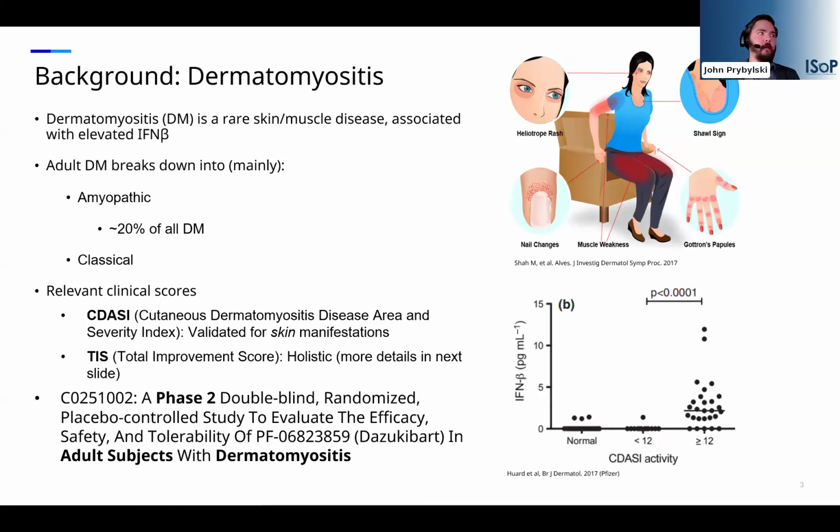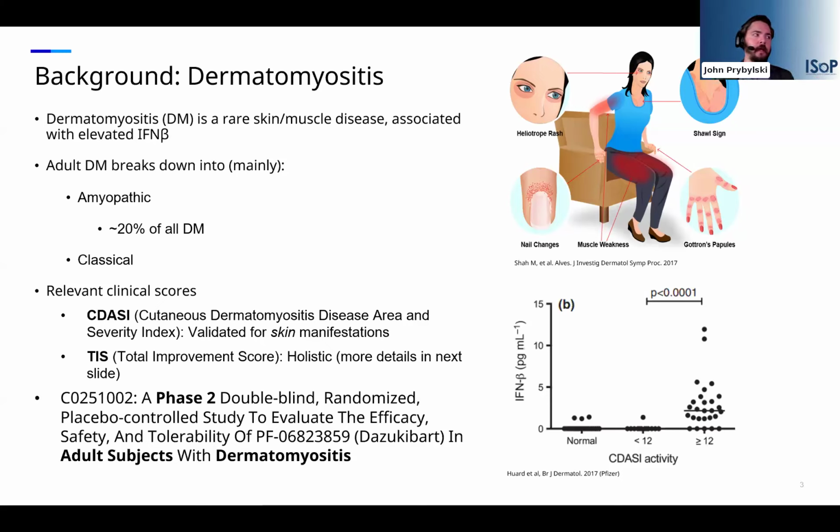And when you break down adult dermatomyositis, or DM, you can break it down into two big groups. There's amyopathic, which is to say basically no muscle manifestations. And that's really about 20% of all DM patients. And then the rest can be, again, kind of broadly classified into classical DM, which is a mixture of muscle and skin manifestations.